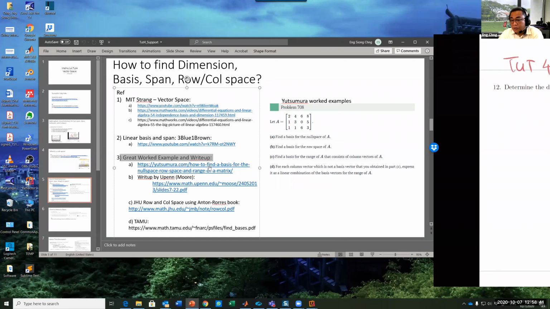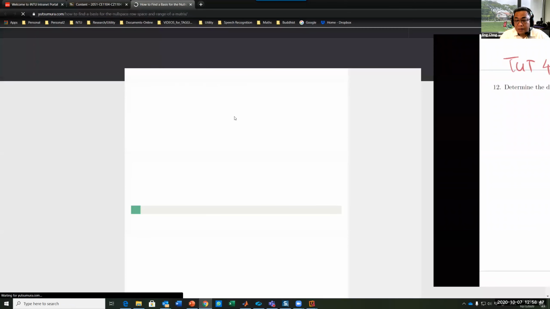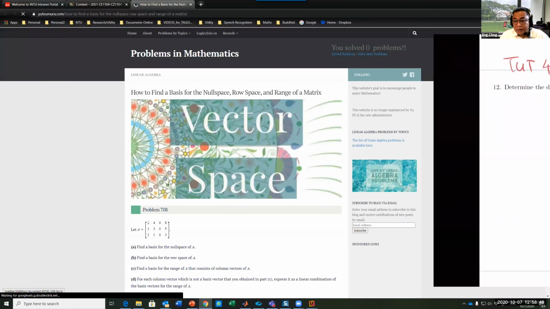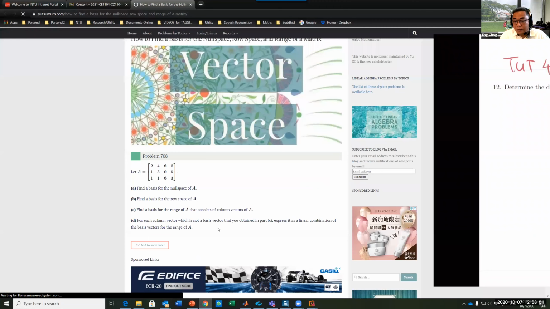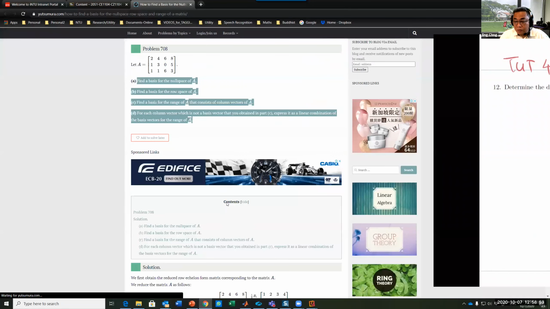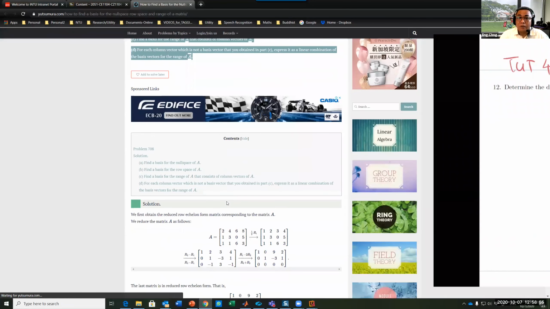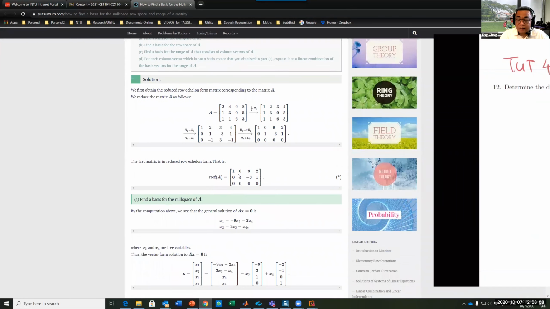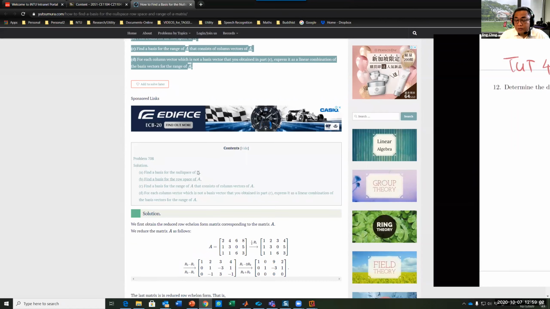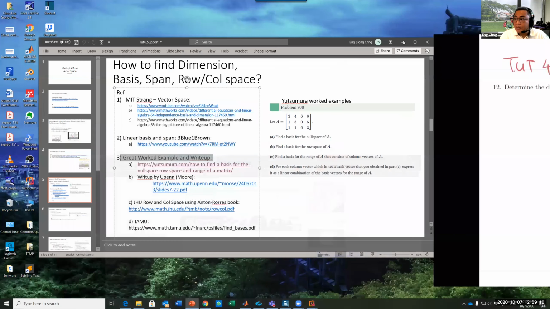So I like Yotsumura. And in Yotsumura, basically he gives you very concrete examples and how to do all this one by one. Okay, so go through it and it will give you a lot of practice. So some student is asking me, what about practices? There are many questions you can actually find on the internet, right? You can try this. So with that, we can now come back to our problems.